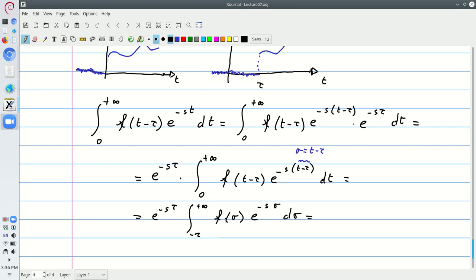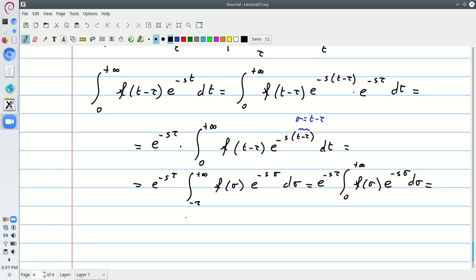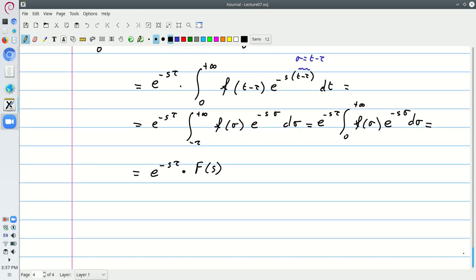Now, since our function f of sigma is such that for negative sigma it's definitely equal to 0, this can be written in this way: integral from 0 till plus infinity of f of sigma exponential of minus s sigma d sigma. And so we can conclude that this is exponential of minus s tau times the Laplace transform of the original f.